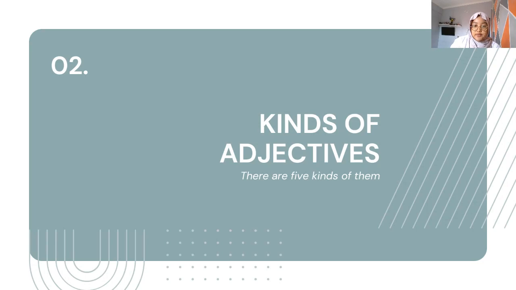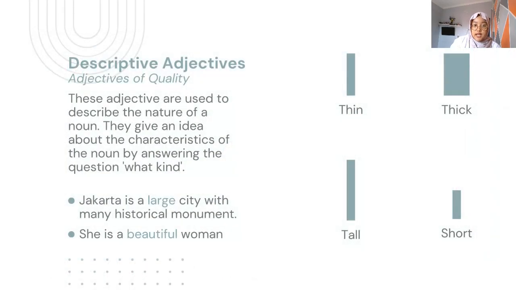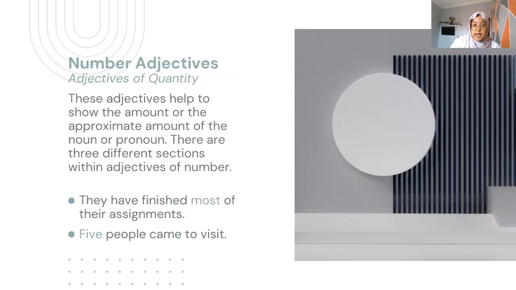Kinds of adjectives. Descriptive adjectives. Adjectives of quality. These adjectives are used to describe the nature of a noun. They give an idea about the characteristic of the noun by answering the question what kind. For example, Jakarta is a large city with many historical monuments. She is a beautiful woman.